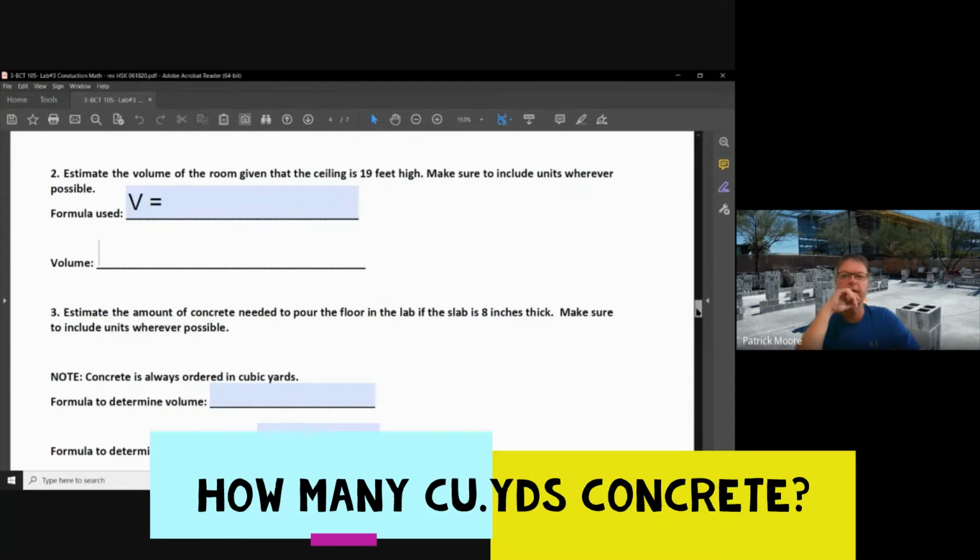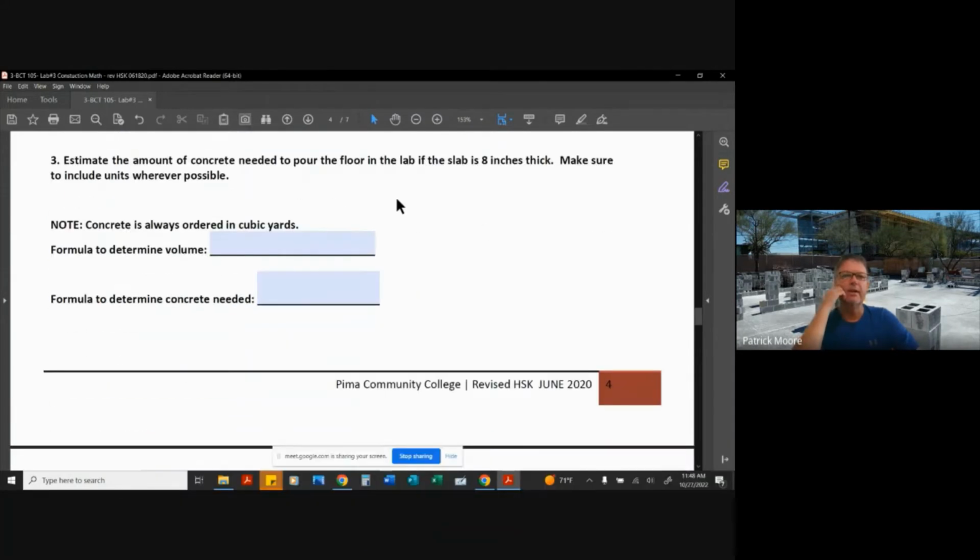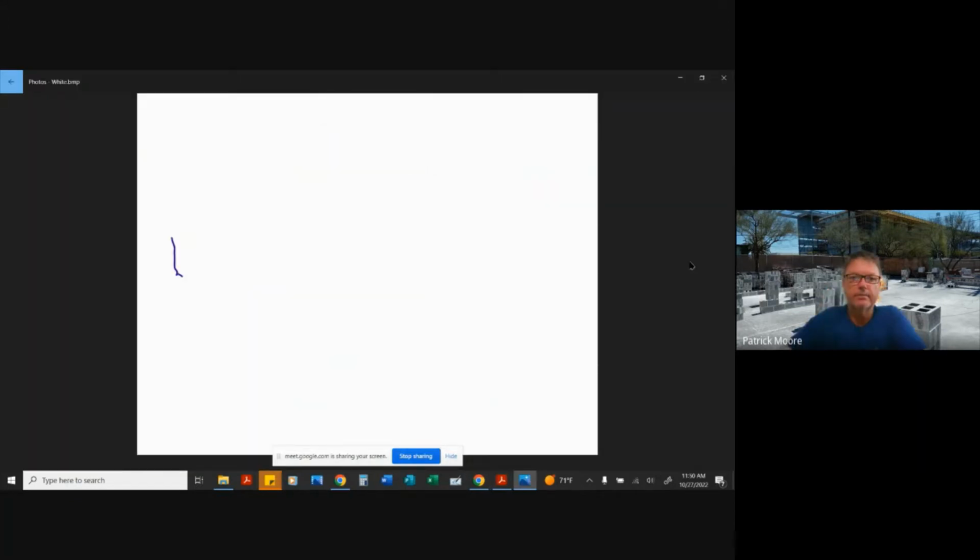When you're calculating concrete, estimate the amount of concrete needed to pour the floor. The slab is 8 inches thick. Make sure the units are in cubic yards when you're done.